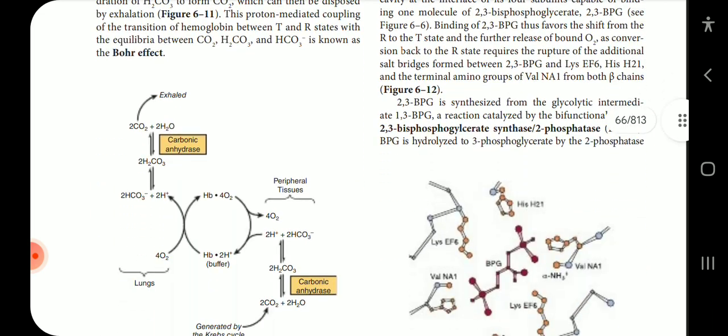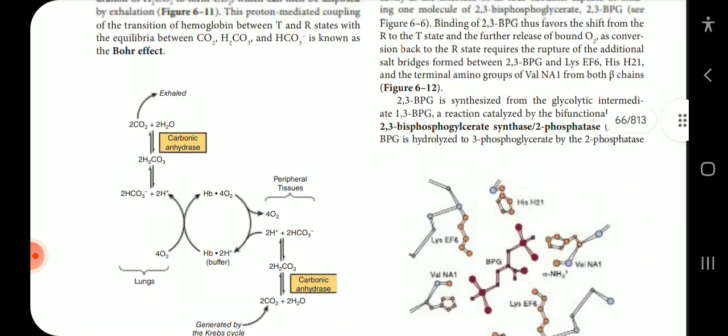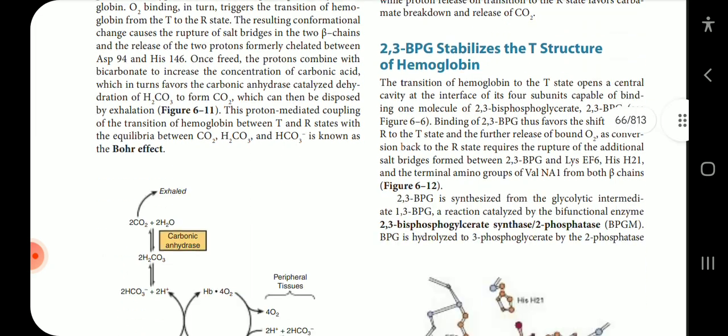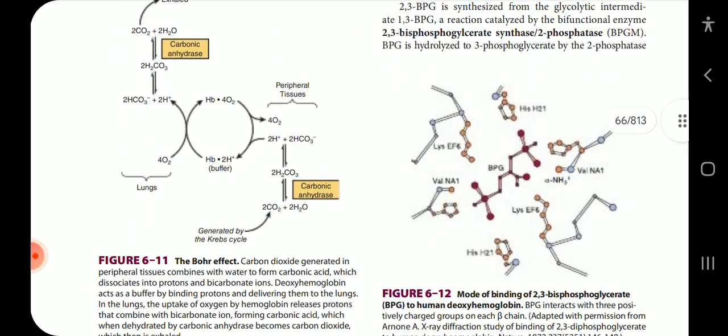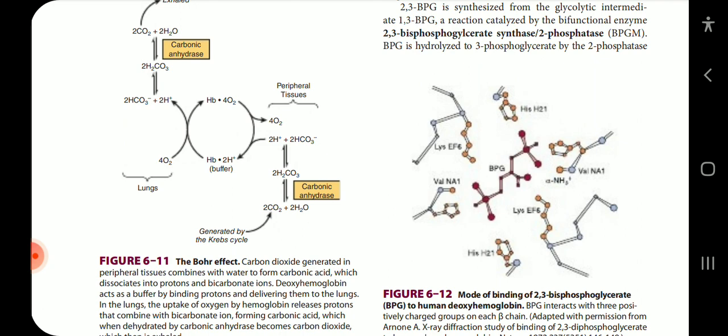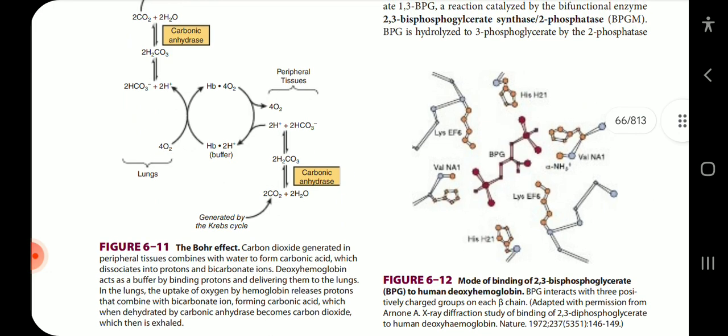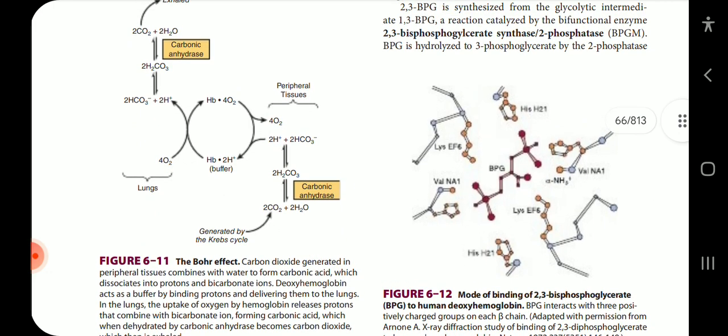We can see this in figure 6.11. This proton-mediated coupling of the transition of hemoglobin between T and R states with the equilibria between CO2, H2CO3 and HCO3- is known as the Bohr effect. In the figure we can see that carbon dioxide generated in the peripheral tissues combines with water to form carbonic acid, which dissociates into protons and bicarbonate ions. Deoxyhemoglobin acts as a buffer by binding protons and delivering them to the lungs. In the lungs, the uptake of oxygen by hemoglobin releases protons that combine with the bicarbonate ion, forming carbonic acid, which when dehydrated by carbonic anhydrase becomes carbon dioxide, which then is exhaled.